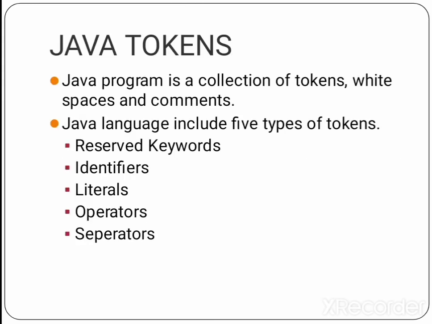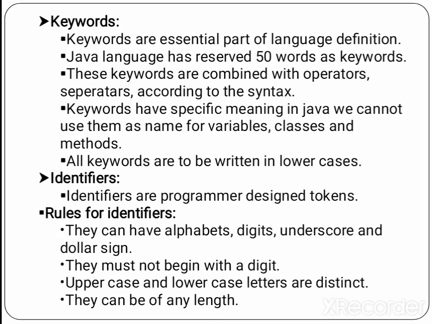Java tokens. Java program is a collection of tokens, white spaces and comments. Java language includes 5 types of tokens: reserved keywords, identifiers, literals, operators and separators. Keywords. Keywords are essential part of Java language definition. It reserves 50 keywords. Keywords are combined with operators, separators, etc. Keywords have specific meaning and we cannot use them as variables, classes and methods.